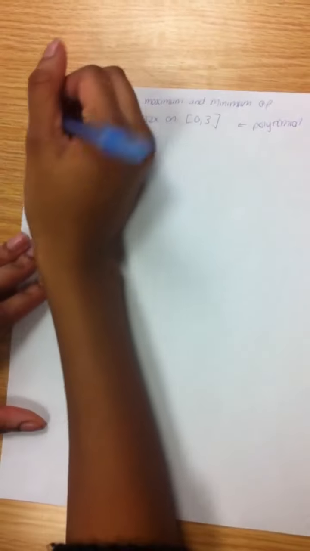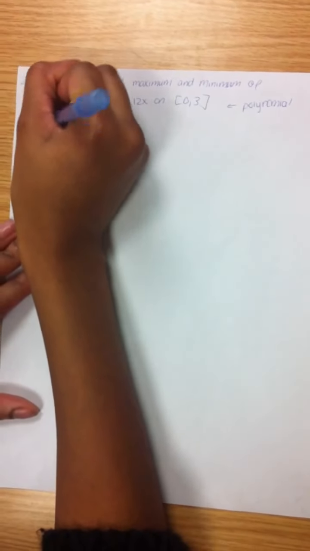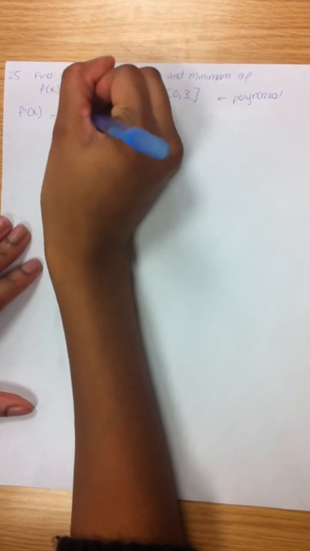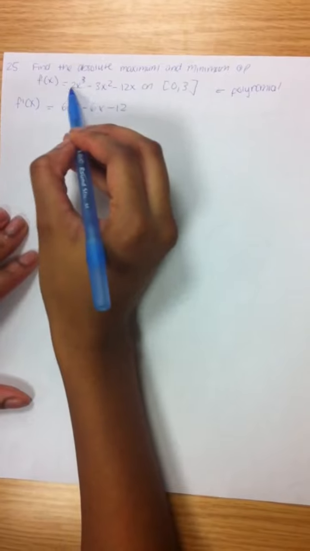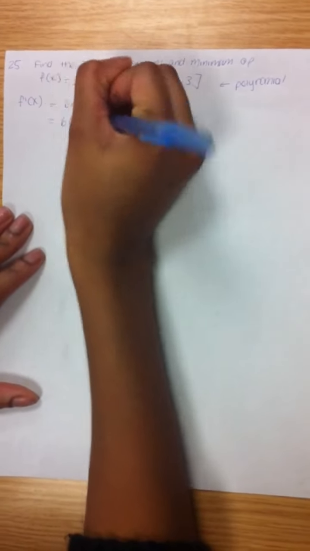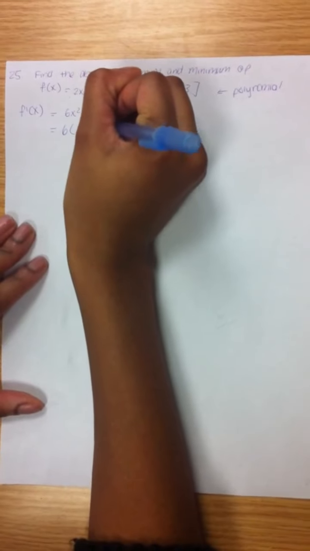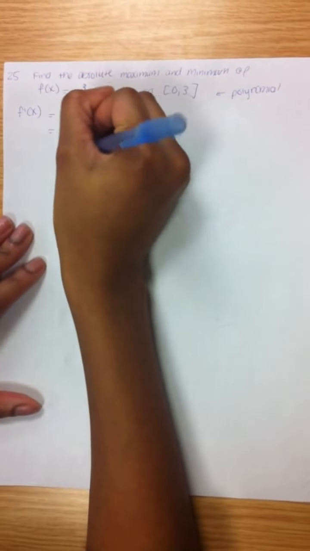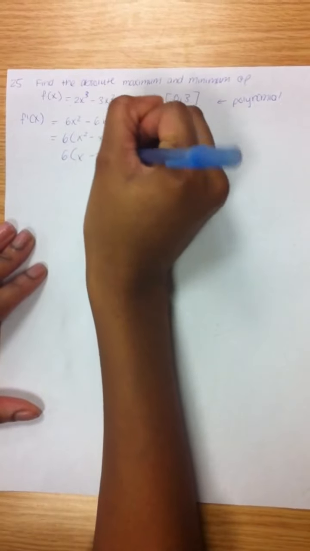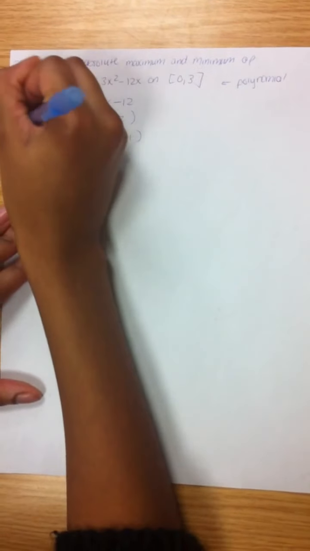So in order to begin, we should find the derivative of this equation, which would be 6x² − 6x − 12. And this, we're just using the power rule. We can simplify it even further. This one goes, let me just write this here.